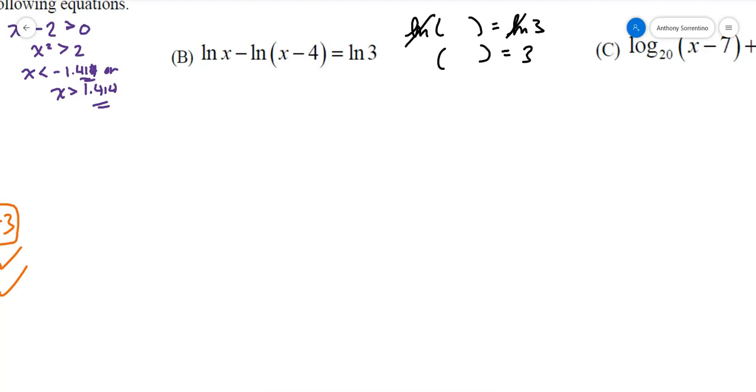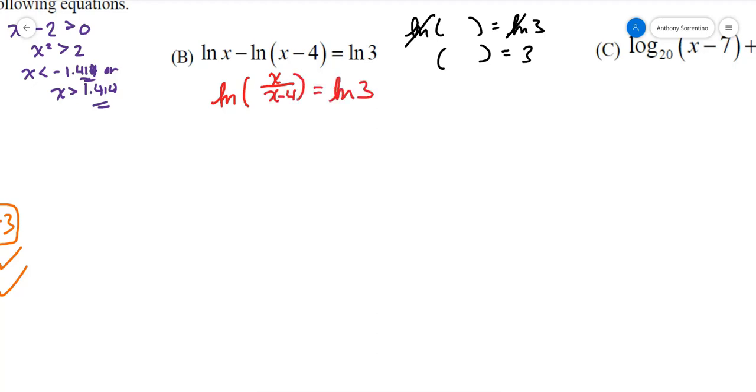I have 2 logarithmic statements on the left and 1 on the right, which means that for me to do this, I'm going to have to apply one of the properties. And on this side, I have a minus sign, which means I'm going to probably use the quotient property, which says that if I have the difference of 2 logarithms of the same base, then I can rewrite that as the logarithm of x over x minus 4.